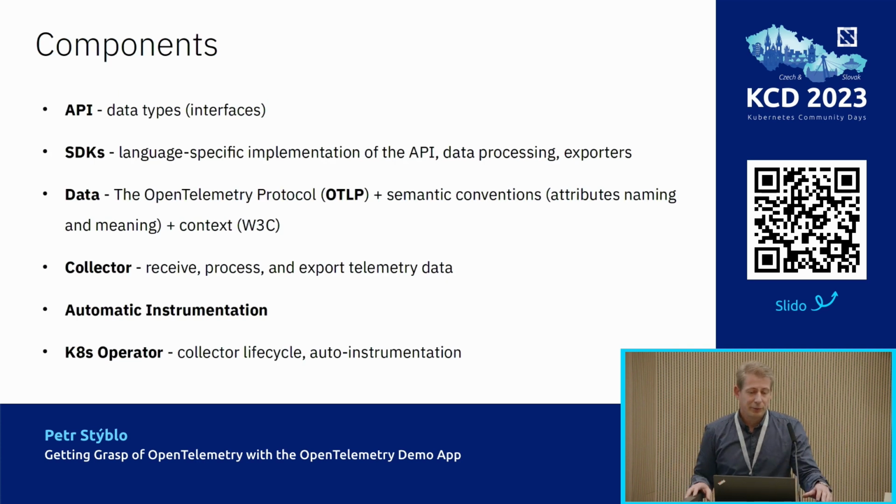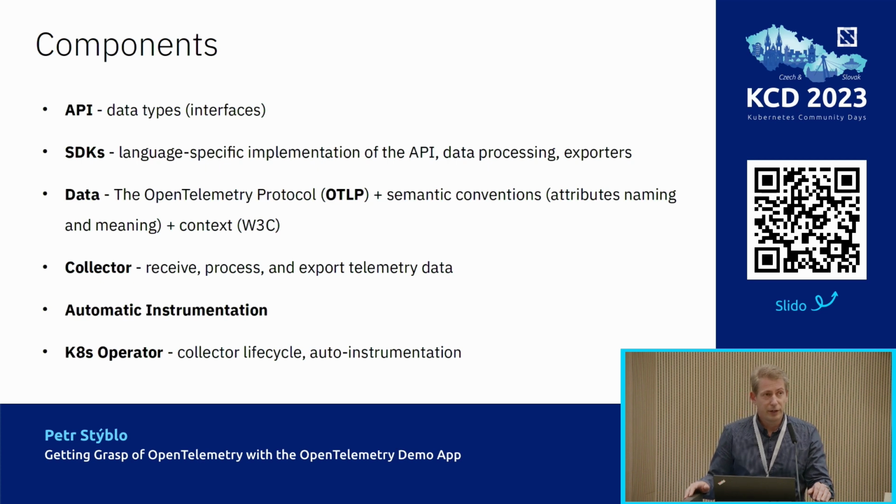What are the components of OpenTelemetry? Again, very briefly, the API defines the data types, so what kind of data OpenTelemetry defines, the interfaces for the data, whereas SDKs are the concrete implementations in various languages. A very important part of that is the data. This is defined by the OpenTelemetry protocol, which defines the data format that is being carried over, and the span format, and so on. Then there is also something called semantic conventions.